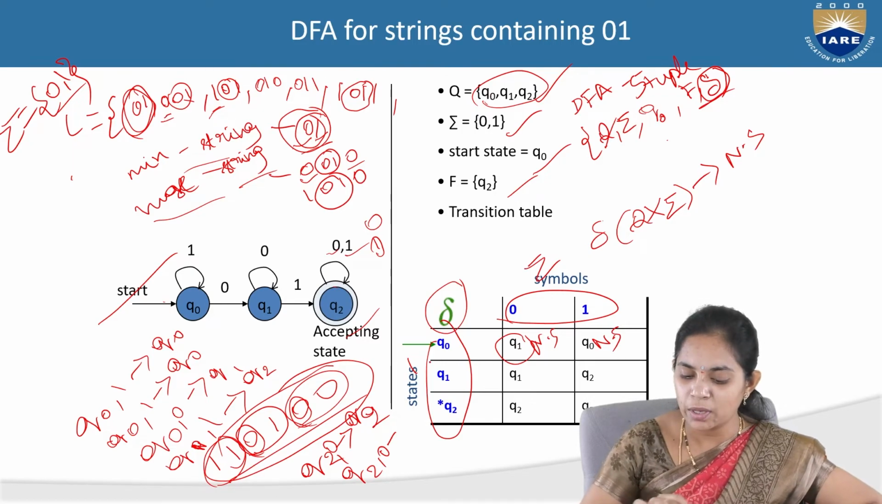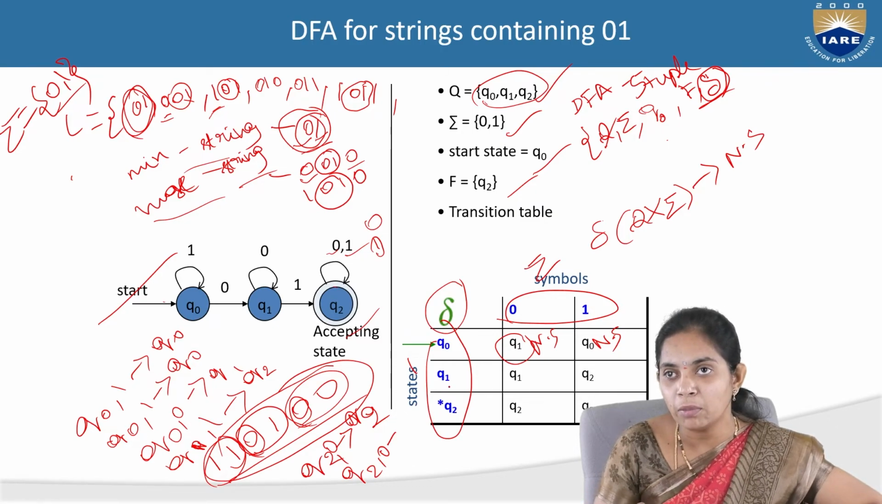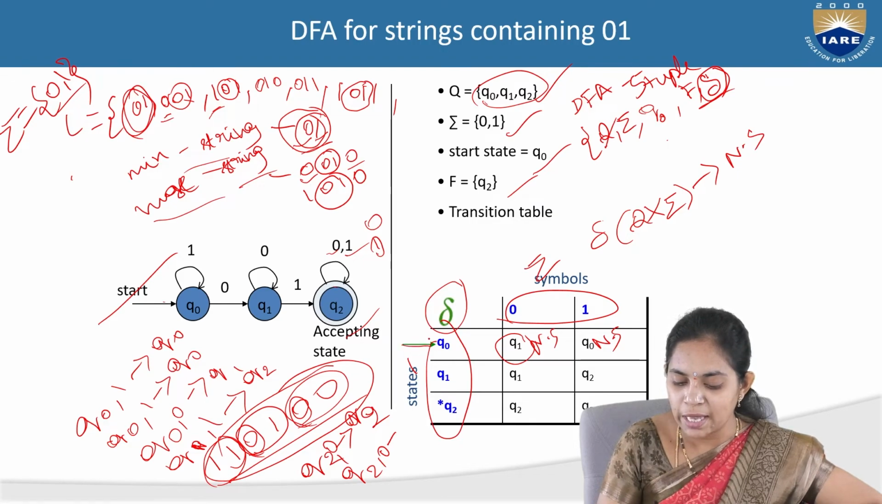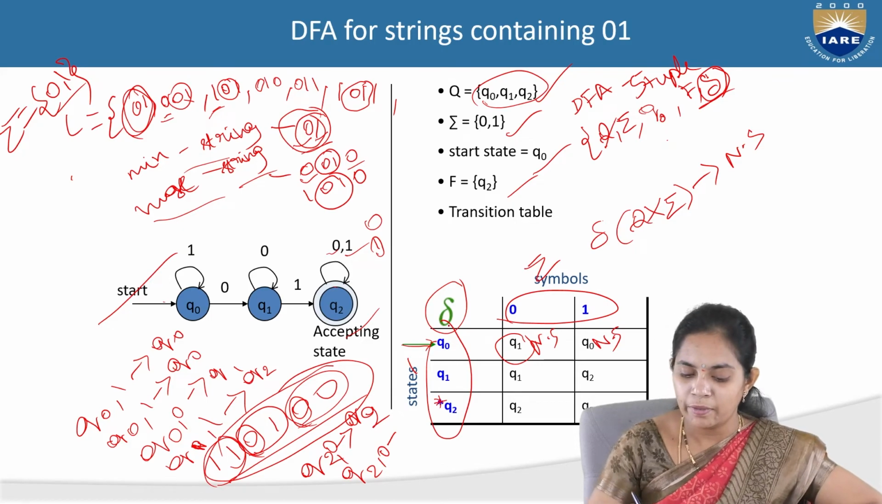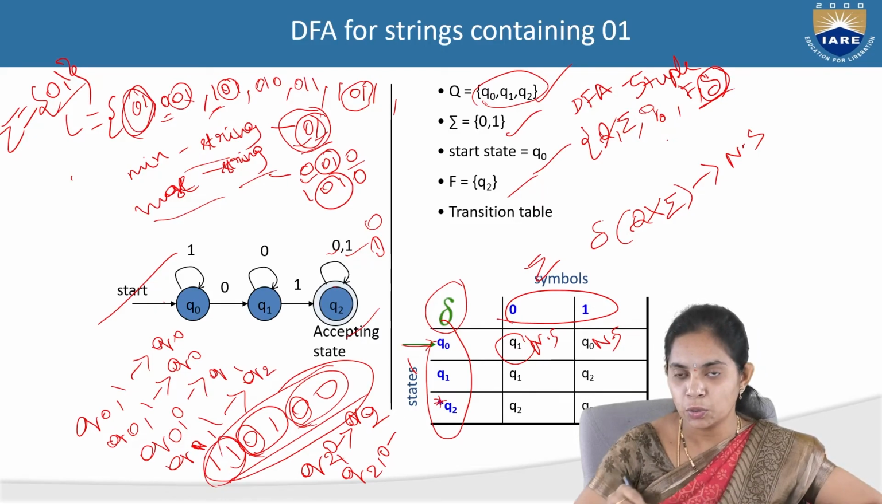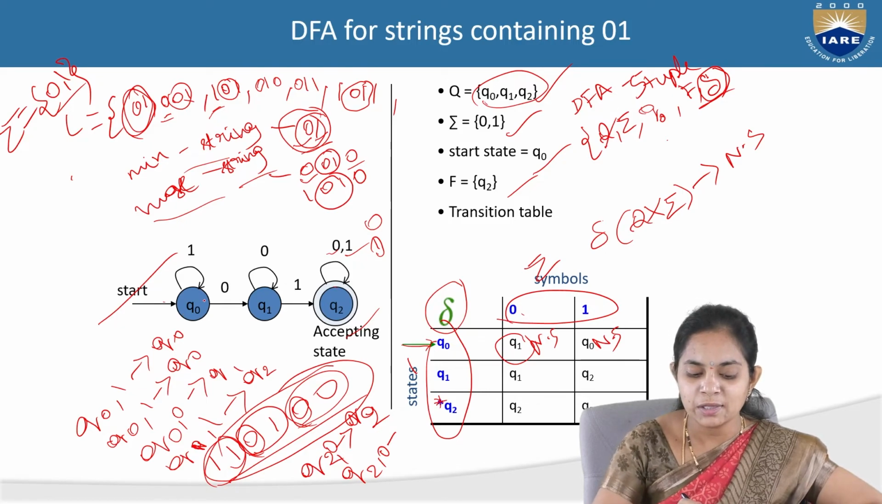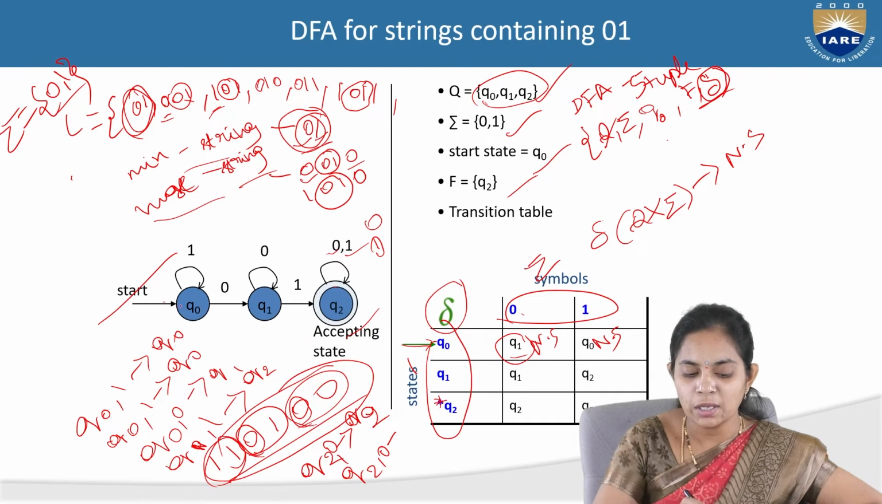So we'll see this one. Q naught, we are taking the first initial state. In the tabular form, we have to represent the initial state with this arrow mark and the final state with the star representation. This is the most important thing. Q naught is the initial state. When we give Q naught and consume 0 as an input, where does it go? Q naught on 0 leads to Q1. And next, Q naught on 1, where is it going? Q naught on 1 goes to Q naught only, the self state.